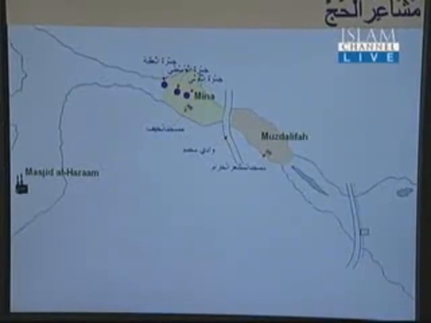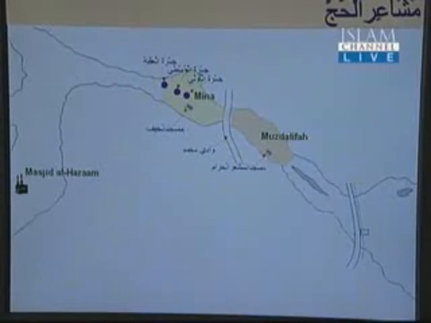So if one stays in Mina and he slips into this valley, then his stay will be invalid. Whatever is obligatory, such as the staying in the Ayam al-Tashriq, then it would not be valid if he is in this valley. Same is for the Wuquf of Muzdalifah, will not be valid if you are in Wadi Muhassir.